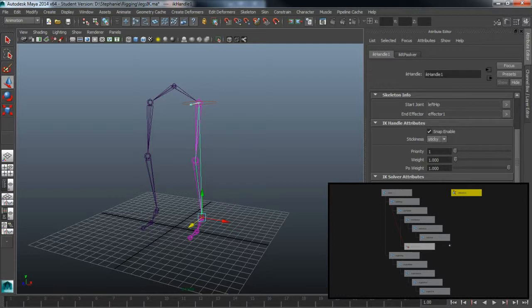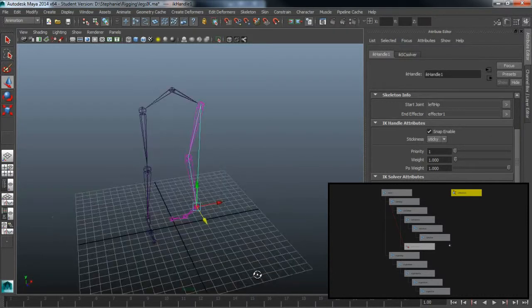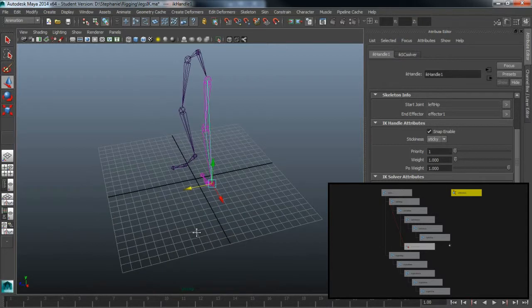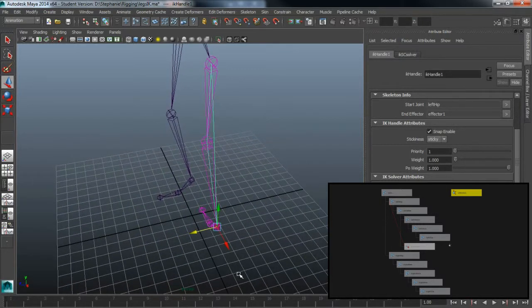Another thing we can do is, under the IK solver attributes, you can switch back and forth between RP and SC solvers. So for example, if you had made this an SC solver, you can maybe change it back to a rotate plane solver. You need to be careful though. As you can see here, when I changed it this way, you can see what it did to the foot.